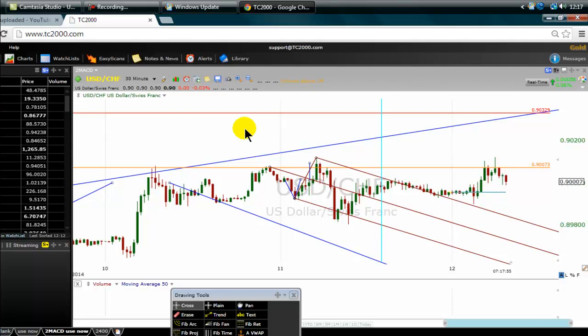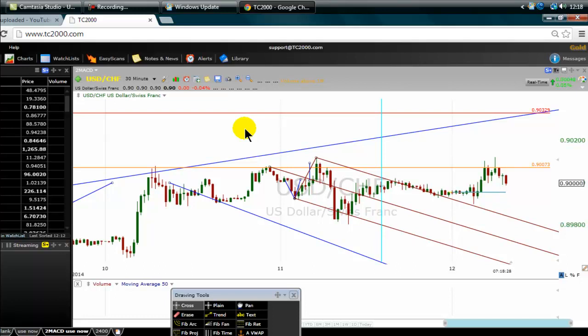So those who are selling the euro dollar, some of them will use the dollar Swiss franc as a hedging, so they will sell at the same time the euro dollar and they will sell at the same time the dollar Swiss franc. On the other hand, another group of traders that are buying the euro dollar will also use the dollar Swiss franc. They will also buy the euro.